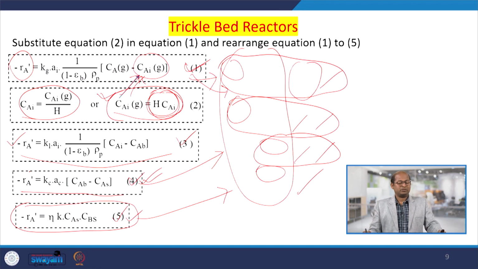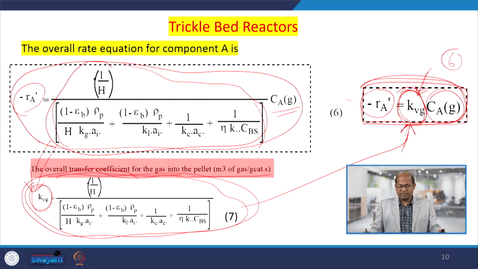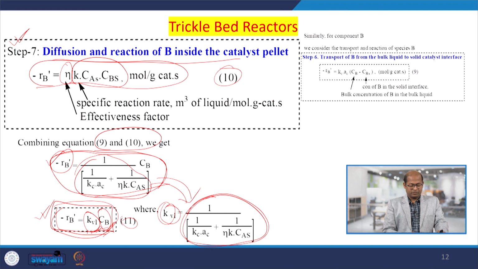These 5 rate equations we have obtained, and then we correlated and rearranged all equations 1 to 5 to get the final rate equation. This is the simplified equation: minus RA prime equals KVG into CAG, where KVG is the overall transfer coefficient for the gas into pellets. Similarly, for the liquid component we found minus RB prime equals KVL into CB.